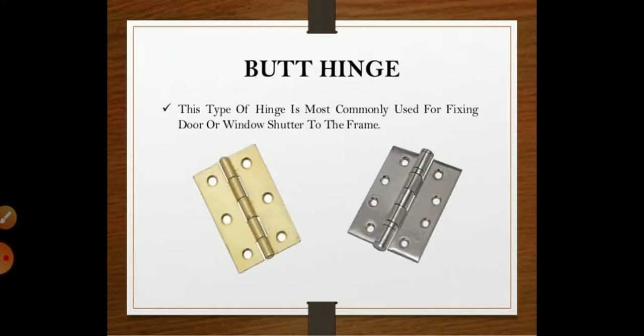So what is the butt hinge? You can see here, this is a diagram of the butt hinge. This type of hinge is most commonly used for fixing doors or window shutters to the frame. Okay.